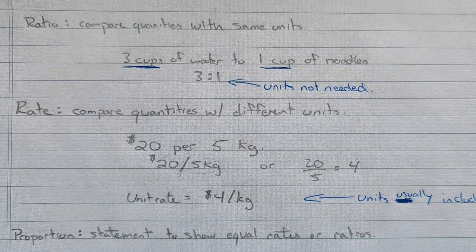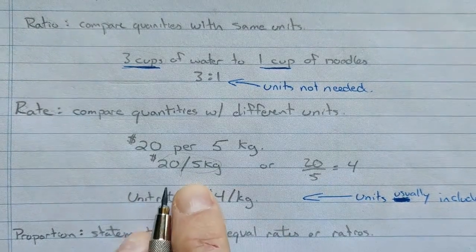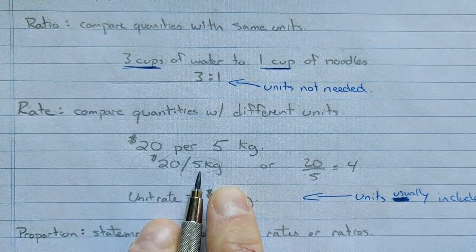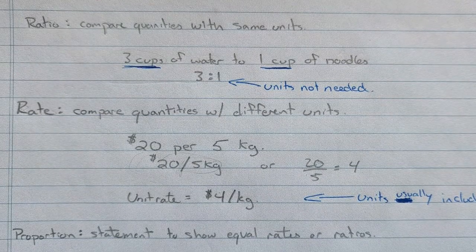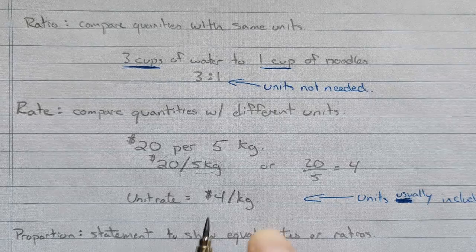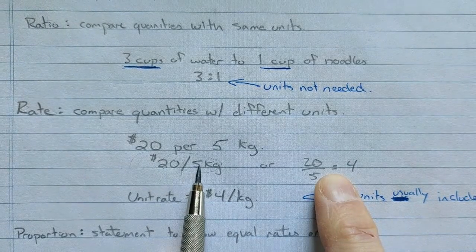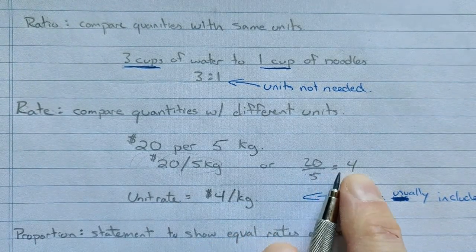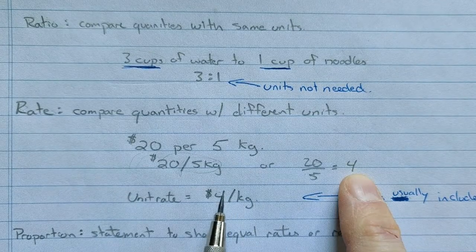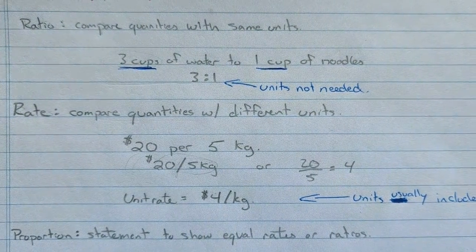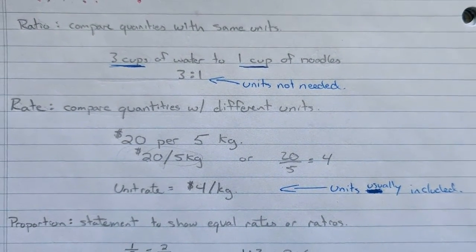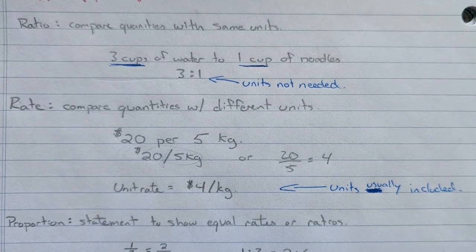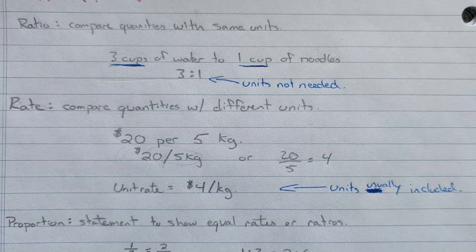So where was I here? Yeah, so we have $20 per 5 kilograms, but oftentimes we break that down into something more useful, which is the rate per kilogram. So we can take the 20 divided by 5 over here, and we get 4. So it becomes $4 per kilogram. That's the unit rate. That unit is usually included when we're working with unit rates. We don't always have to if it's explicitly known what we're doing.